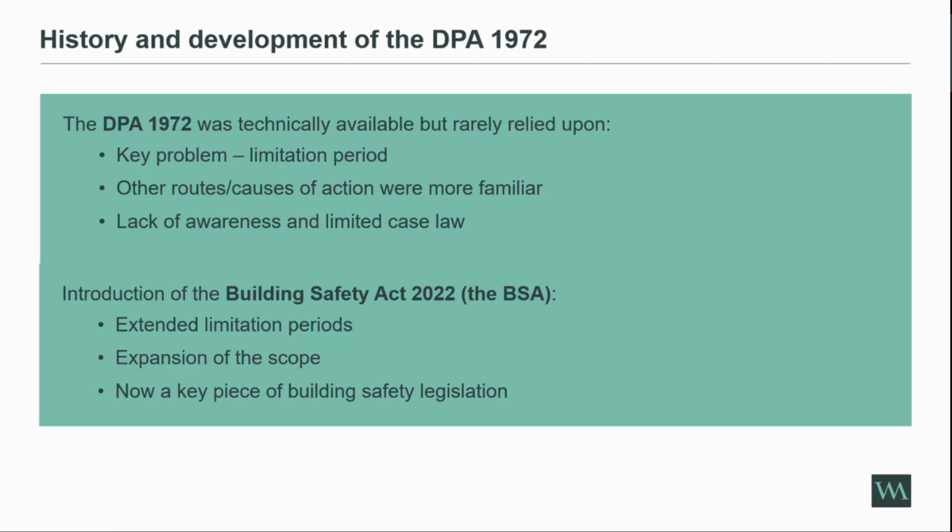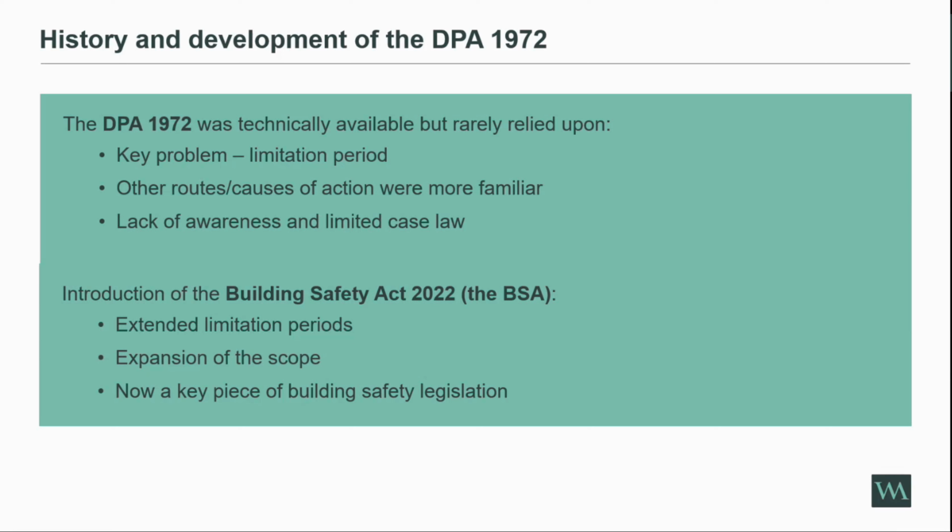On this limitation point, they have now introduced a 30-year retrospective limitation period for Section 1 claims. And that relates to all of your work which was completed before the 28th of June 2022. So it applies to all the historic projects. But not only that, they have also introduced a 15-year prospective period for works completed after the 28th of June 2022. So this applies to all your future projects.